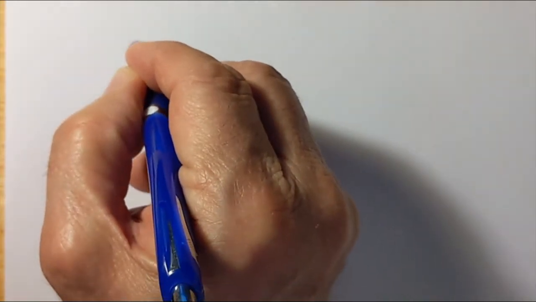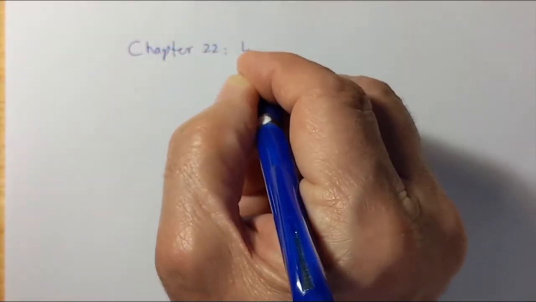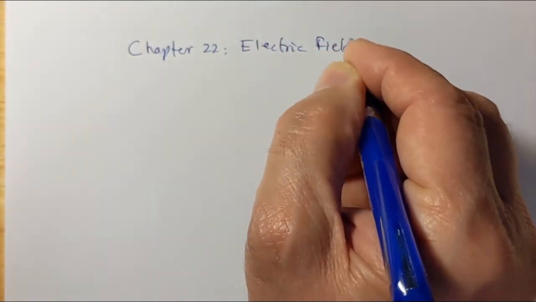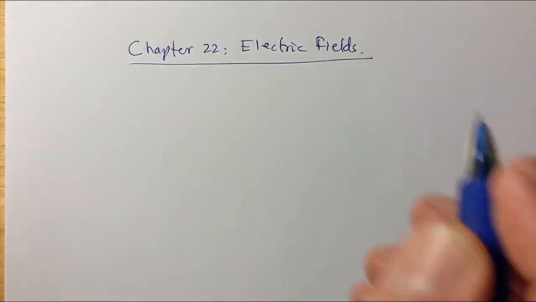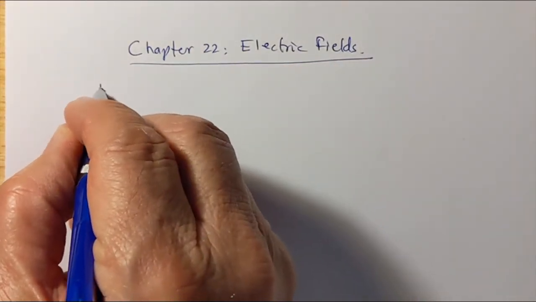So now we start chapter 22, which is electric fields. So first thing is, what is an electric charge?